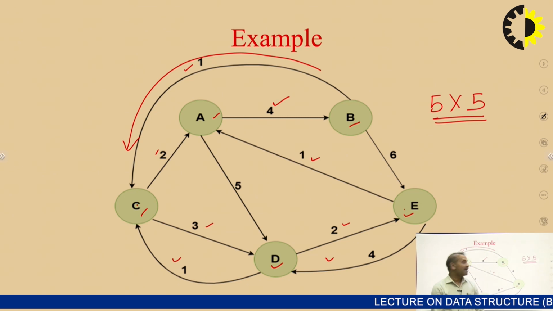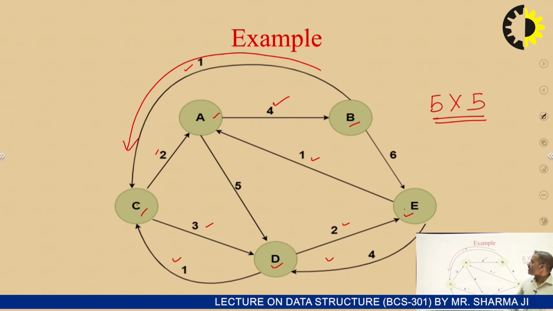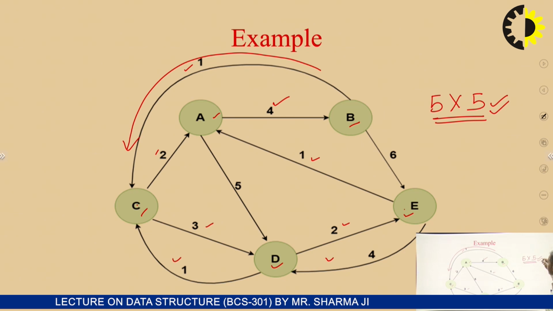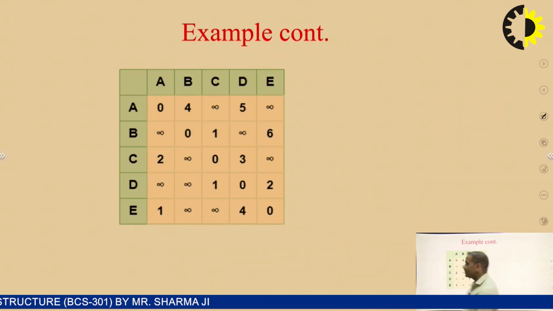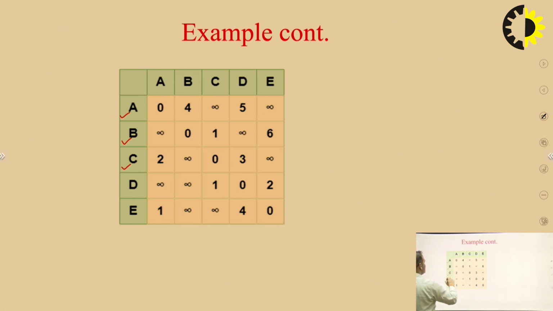First, we have to draw a matrix. The dimension of the matrix is 5 cross 5, which is decided by the number of vertices. There are 5 vertices, so we have to form a 5 cross 5 matrix in the given example. This is the matrix formed in the given question. We have to write the vertices A, B, C, D and E in the first column, vertically. Then we also write the vertices A, B, C, D and E in the horizontal direction.